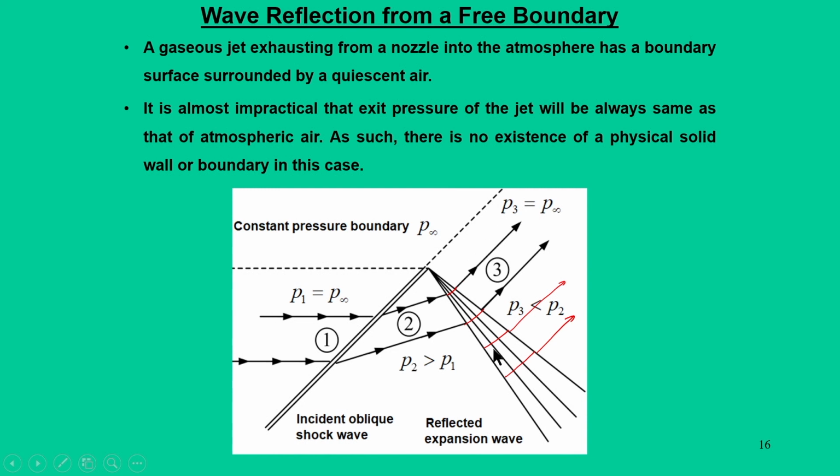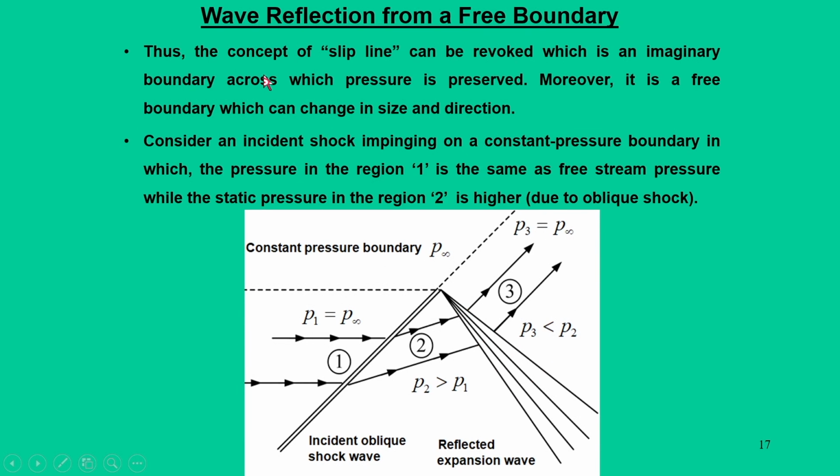Now, since it is an expansion fan, P3 must be less than P2. Because P3 is less than P2, an expansion fan is going to be formed. This is the concept behind this: when an incident shock impinges on a free boundary, it reflects as an expansion wave.